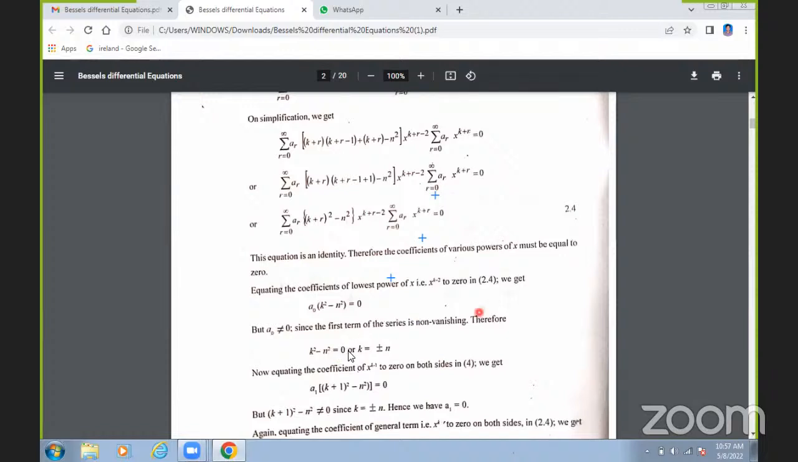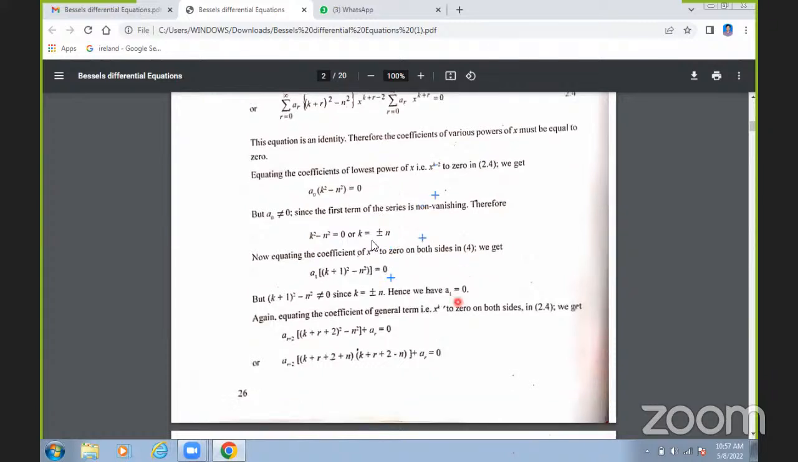If you make k square minus n square equal to 0, you are going to get two values of k. One value is k equals plus n, another value is k equals minus n. These are the two values which we are going to get. So this is okay.